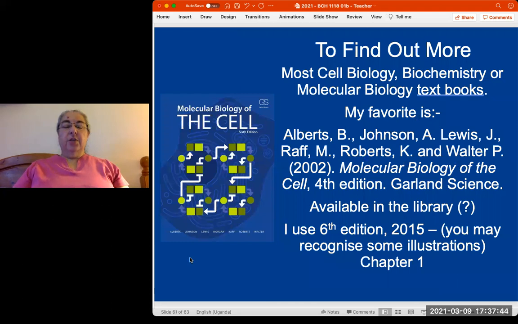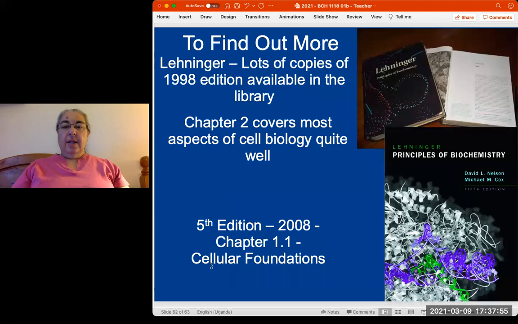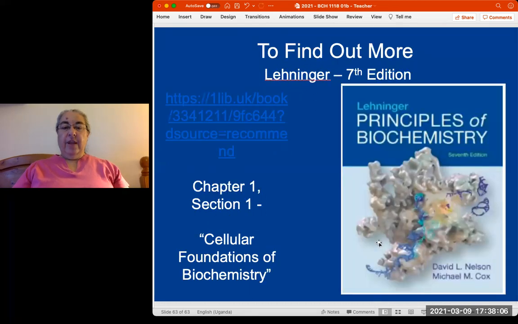Okay, so just to remind you, please do go to the textbooks and read. This is the textbook I've taken some illustrations from. Lehninger, older copies in the library where you'll look at chapter 2, or more recent editions. Here's the 5th edition, which some of you might have a soft copy, or the 7th edition, chapter 1, section 1 of the Cellular Foundations of Biochemistry. So please do look at that.